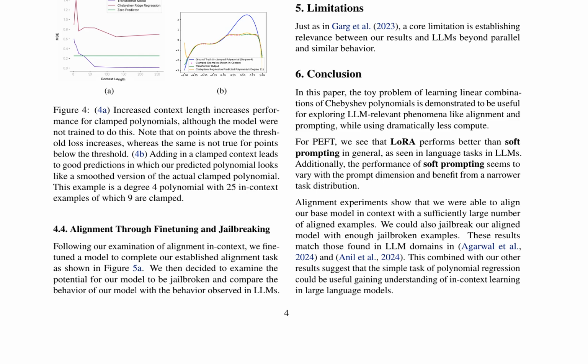The alignment experiments show that the base model can be aligned in context with a large number of aligned examples. However, it can be jailbroken with enough jailbroken examples, matching findings in LLM domains. These results, along with others, suggest that the simple task of polynomial regression could be useful for understanding in-context learning in large language models. Overall, this paper demonstrates the potential of a simple, low-compute task to explore complex phenomena observed in LLMs, providing insights into alignment, prompting, and jailbreaking behaviors.